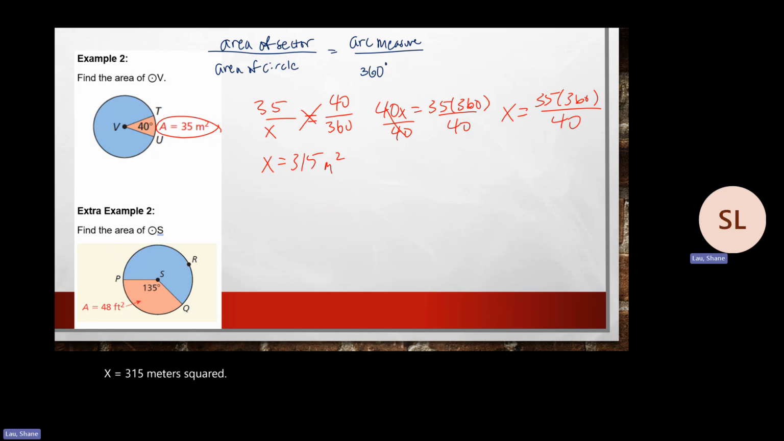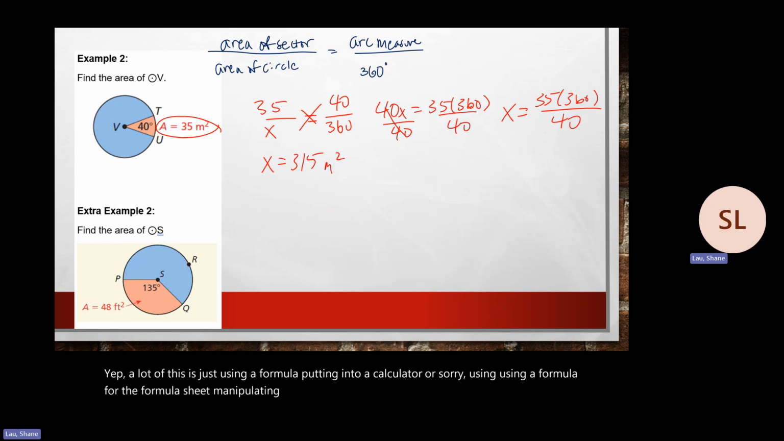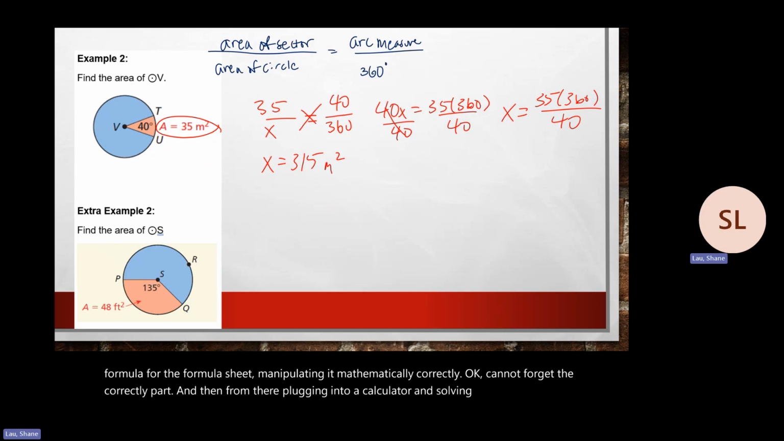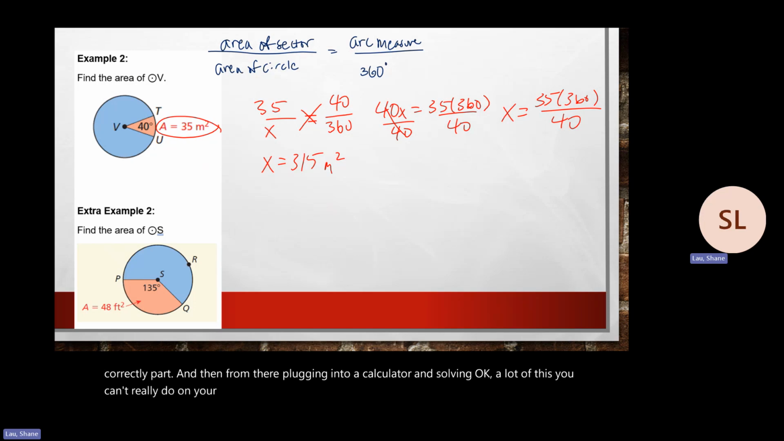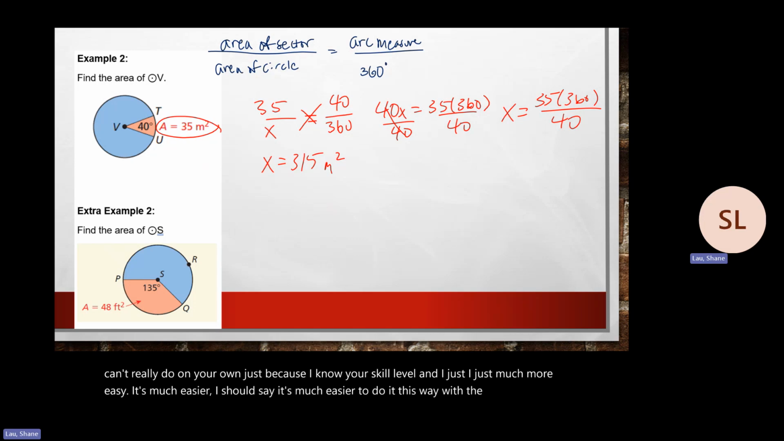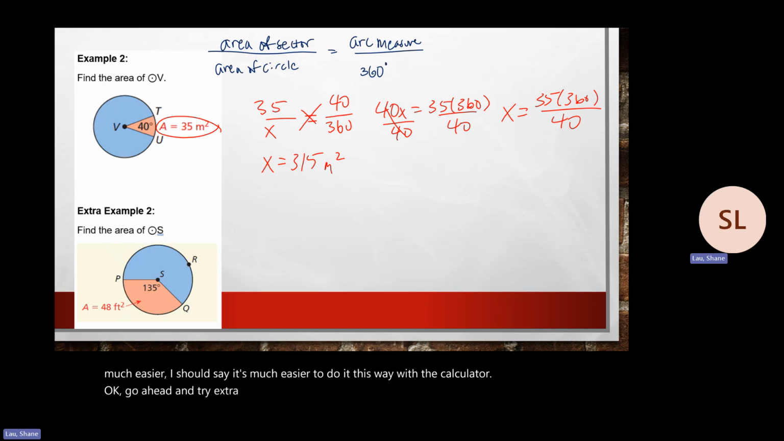A lot of this is just using a formula from the formula sheet, manipulating it mathematically correctly. Cannot forget the correctly part. And then from there, plugging into a calculator and solving. A lot of this you can't really do on your own, just because I know your skill level, and it's much easier to do it this way with the calculator. Go ahead and try extra example 2 first, and come on back.